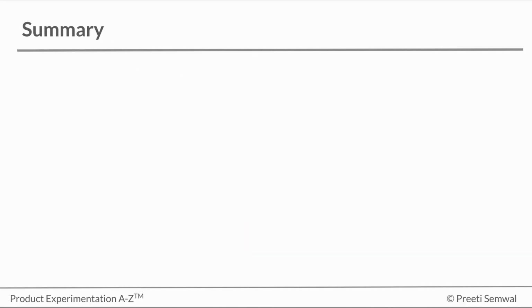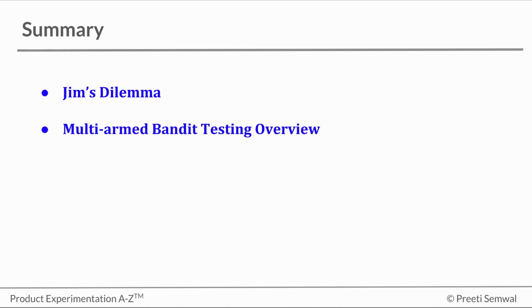Okay, so let's recap. In this tutorial, we started with a great story about where multi-arm bandit testing comes into play. We learned what multi-arm bandit testing is and went into detail about dynamic traffic allocation, a concept that is central to multi-arm bandit testing. That's all for this tutorial. In the next tutorial, we will compare and contrast more real-world scenarios to understand when it makes sense to use MAB and when A/B test may be a better choice.